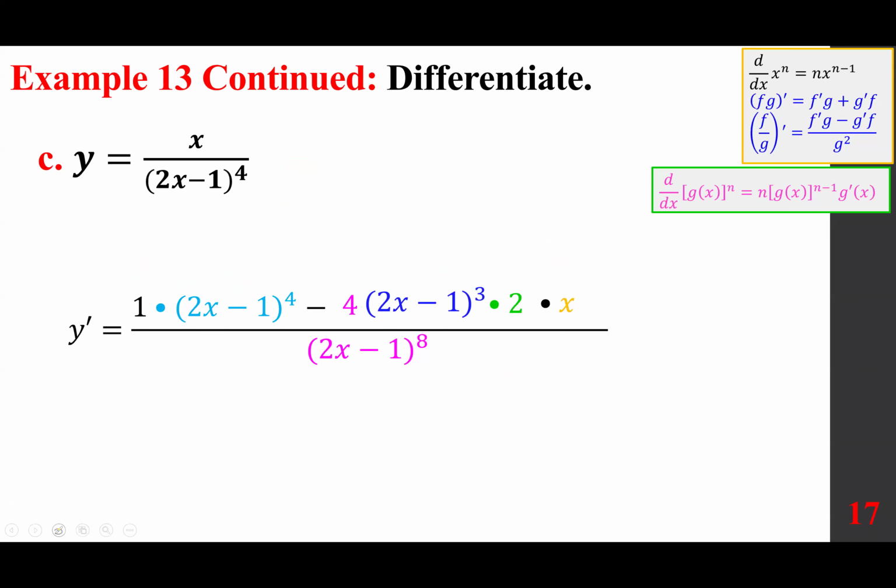So that means we notice between these two, (2x minus 1) cubed is in common. So if I divide this one by this one, just gives me 2x minus 1. And if I divide this one by it, gives me -4 times 2 times x, which is -8x.